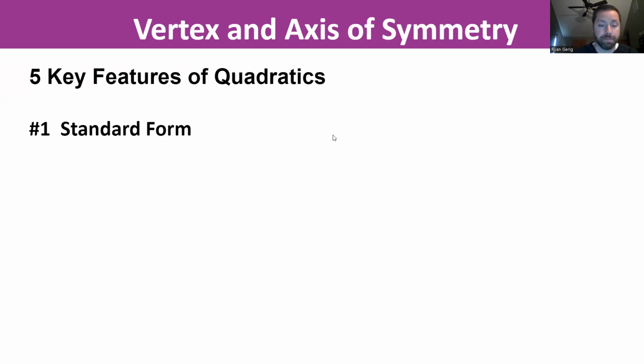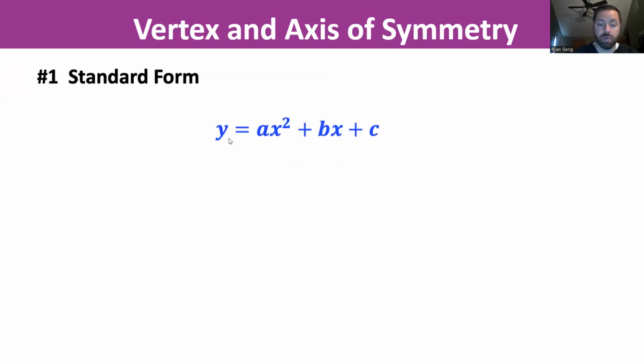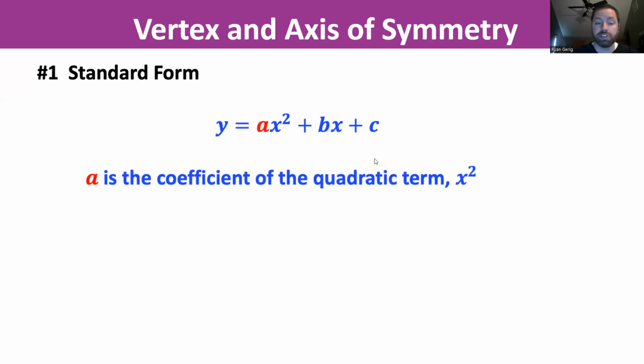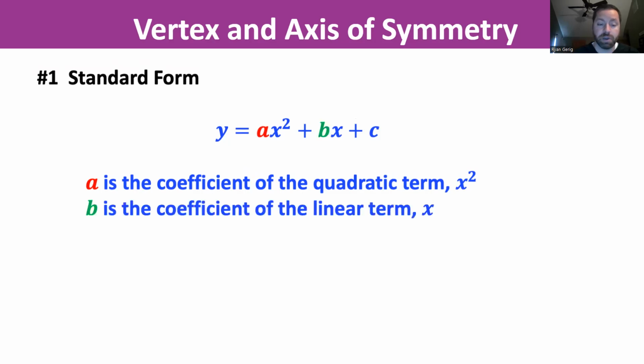So take a look at that. Standard form of a quadratic is y equals ax squared plus bx plus c. A is just a number. It's the coefficient, that's a fancy word for a number, of the quadratic term. It's the number in front of x squared. B is the coefficient of the linear term, so it's the number in front of the just x. And C is always the constant, or the number that has no variable attached.